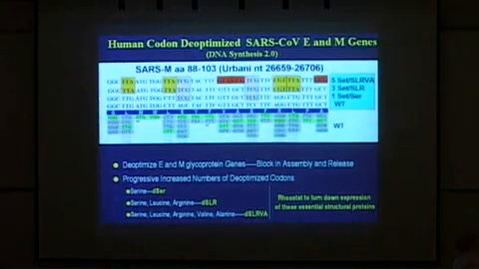So our approach to deoptimize the SARS coronavirus genome, and to attenuate pathogenesis, focused primarily on the E and the M glycoprotein genes. There's about 350 amino acids in total. The strategy we used was to progressively increase the number of deoptimized codons.